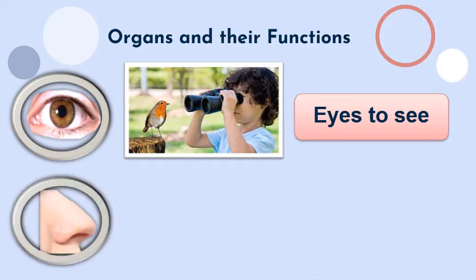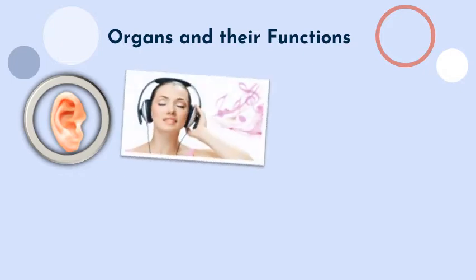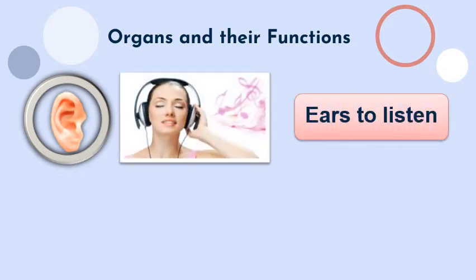Nose. Nose is to breathe and smell. Look at the girl. The girl is smelling the flower. She is using her nose. Ears. Ears are to listen. Look at the picture. The woman is listening to the music. She is using her ears.